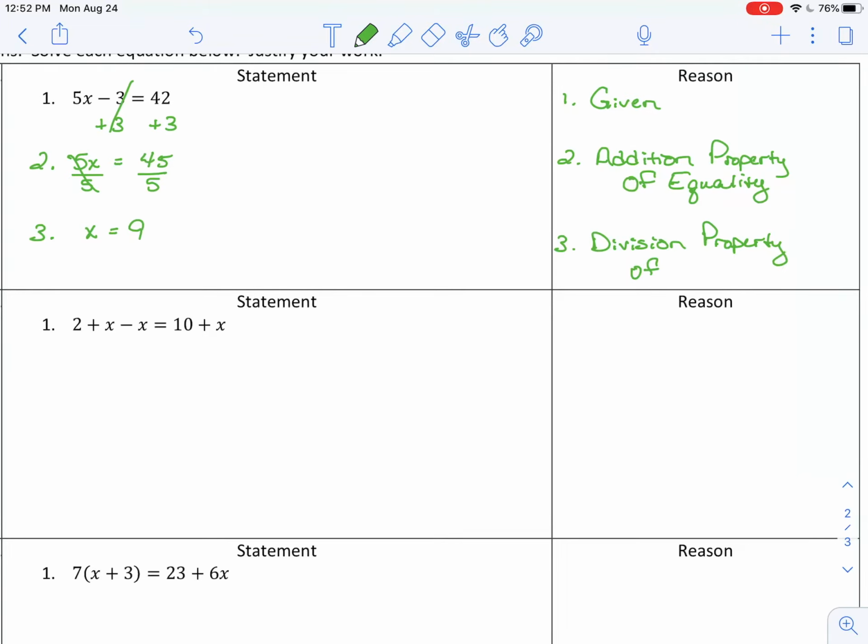Most students don't like this process of writing out your steps just because they don't like writing this many words. But it really is just every time you do something, ask yourself, well, why did I do that? Or what did I do? I added first, then I divided. So I'm just writing the fancy pants name for add and divide.